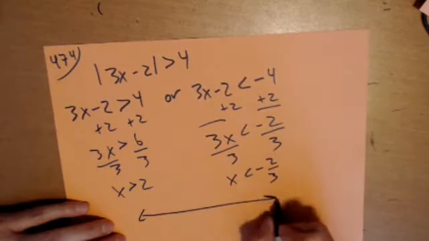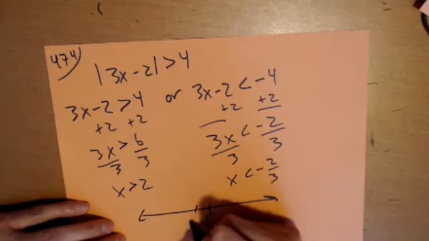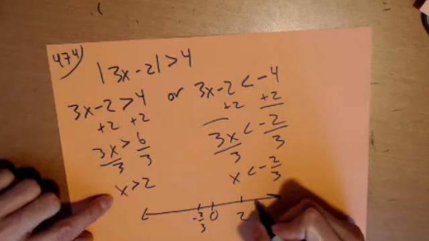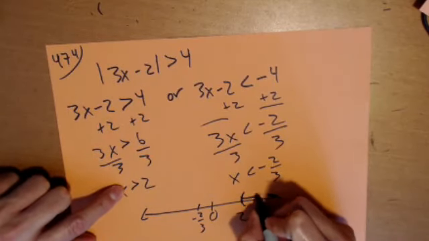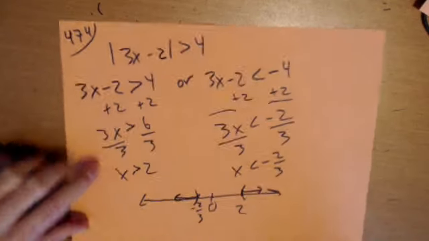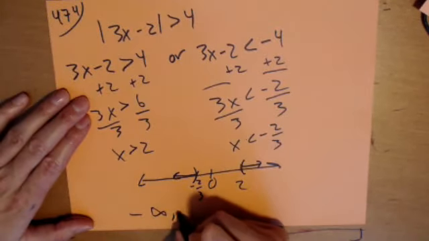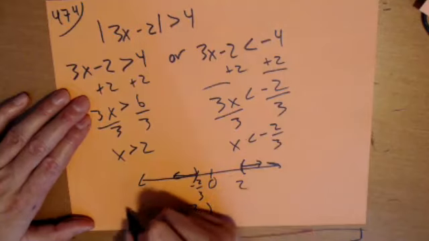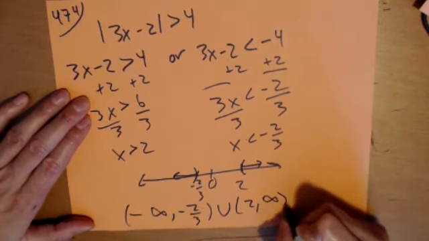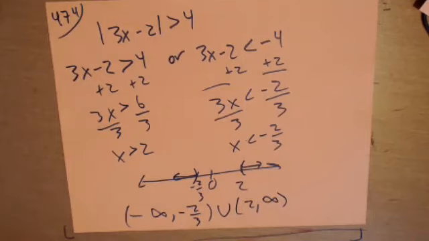Let's graph this. 0, negative 2/3 is about right there. 2 is about over here. X value is greater than 2, parenthesis, pointing that way. X value is less than negative 2/3, parenthesis, pointing that way. So from negative infinity to negative 2/3, parenthesis, parenthesis, union from 2 to infinity, parenthesis. Oh my lordy.